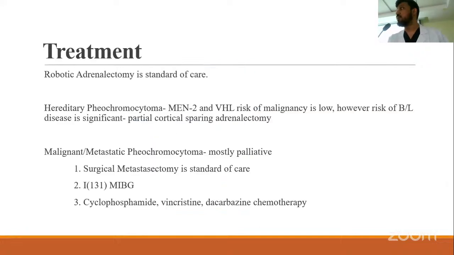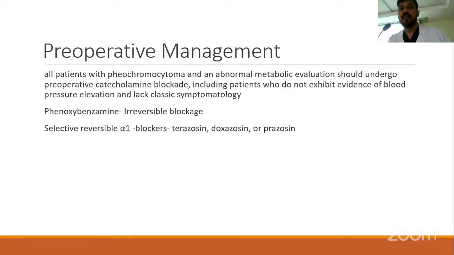Treatment for pheochromocytoma: robotic adrenalectomy is the standard of care. Hereditary pheochromocytoma and MEN syndrome and VHL have a very low risk of malignancy, but there are bilateral tumors, so we should do partial cortical sparing adrenalectomy. In metastatic lesions, palliative treatment is done. Surgical debulking can be done. Iodine-131 MIBG can be done, and chemotherapy using cyclophosphamide, vincristine, and dacarbazine is given.